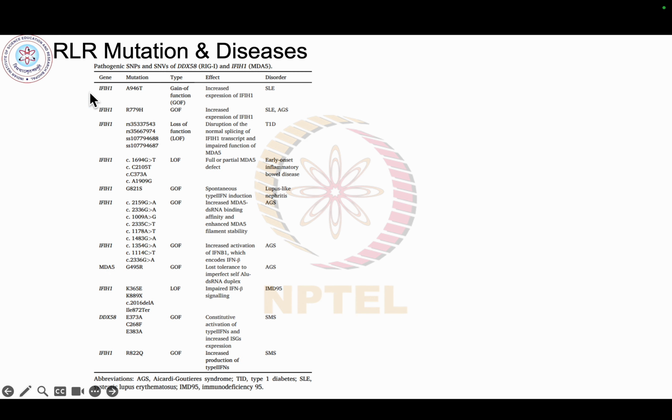RLR mutations and diseases. So there are different genes where several mutations are associated, and these mutations can be gain of function or loss of function mutations, and there are effects: increased expression of IFIH1, disruption of the normal splicing, and so on. And there are different disorders like SLE, AGS, T1D.